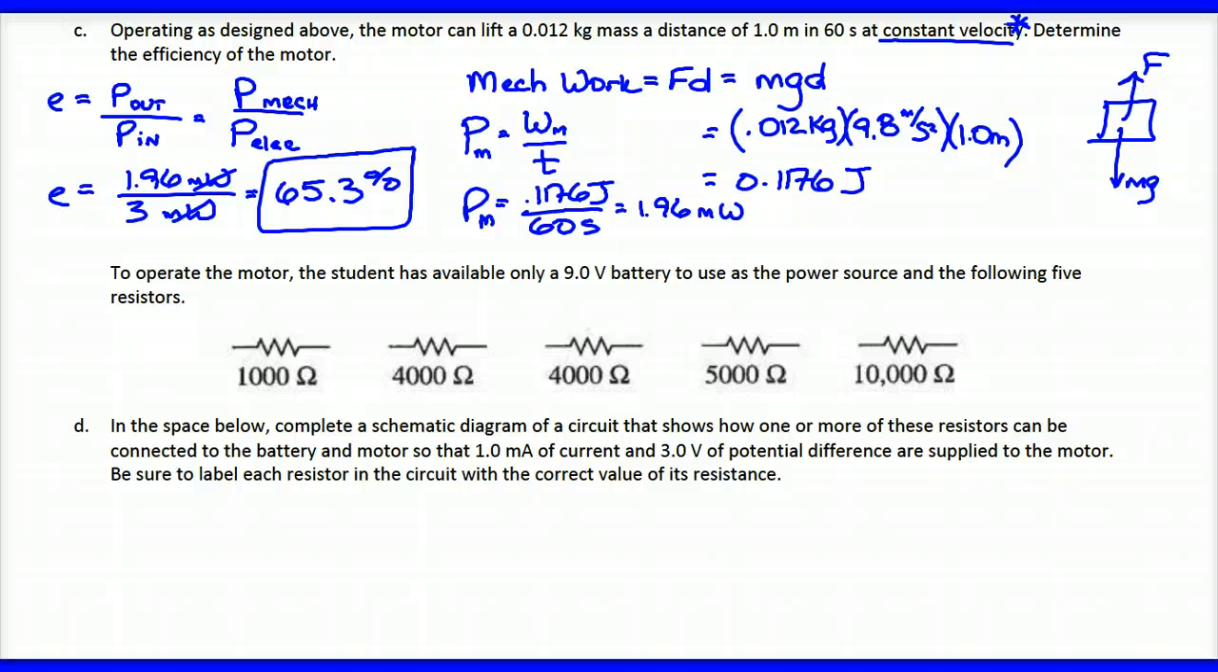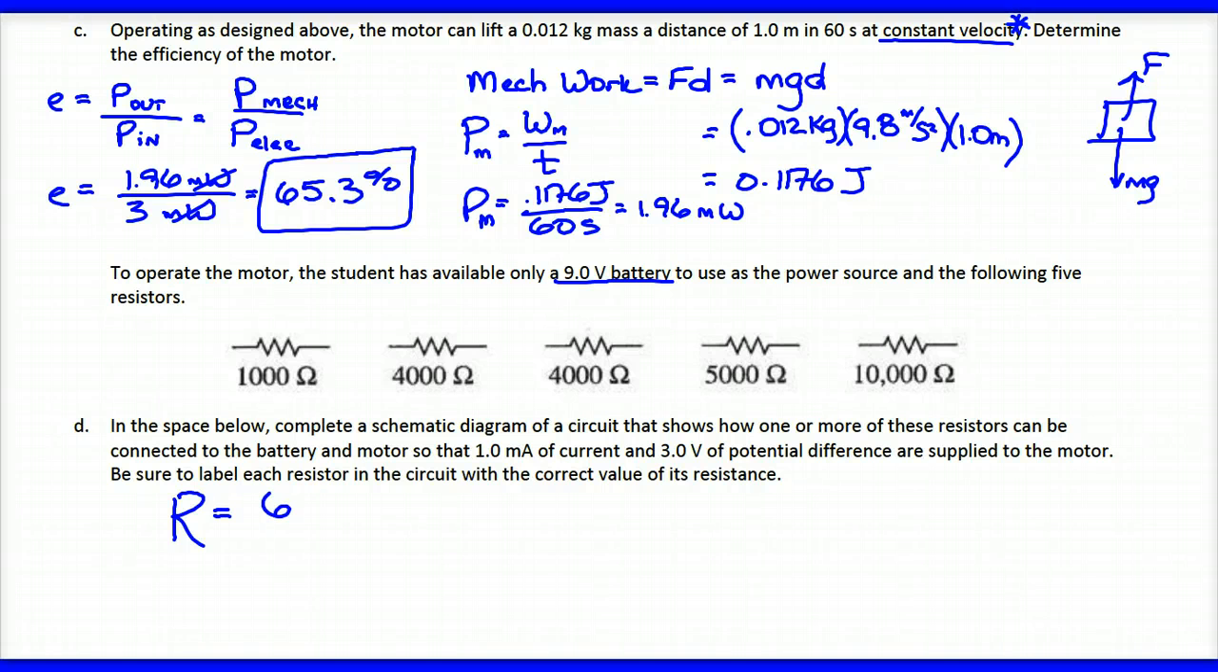The last question, part D, they want us to, in the space below, complete a schematic diagram of a circuit that shows how one or more of these resistors can be connected to the battery and motor so that 1 milliamp of current and 3 volts of potential difference are supplied to the motor. Be sure to label each resistor with the correct value of its resistance. So we need to basically drop voltage from the 9-volt battery that's been supplied. That's what we get to use, and we need 3 volts of potential difference. So I want to figure out how much resistance the circuit needs to have in order to drop 6 volts.